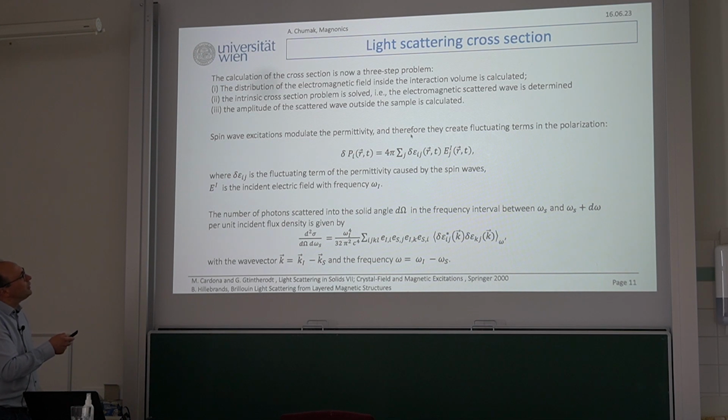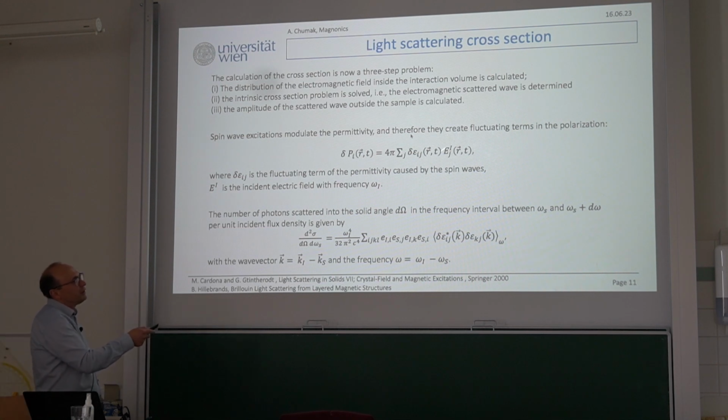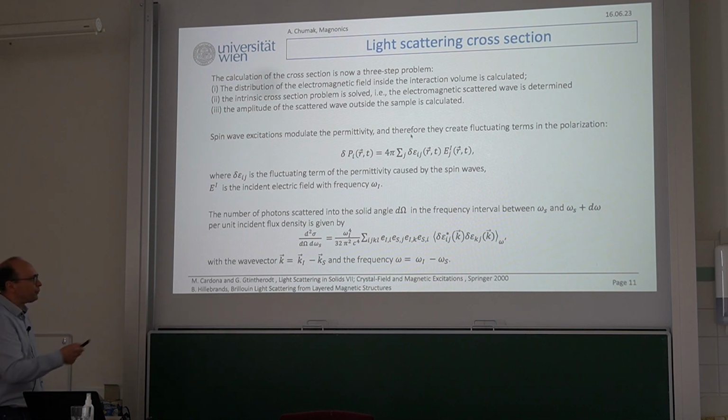We have this electric field with frequency omega. The I here stands for the incident light, or incident electromagnetic wave. Therefore, this E here is oscillating, but not with the frequency of the magnon, but with the frequency of light. Just one additional piece of information. And then what happens?